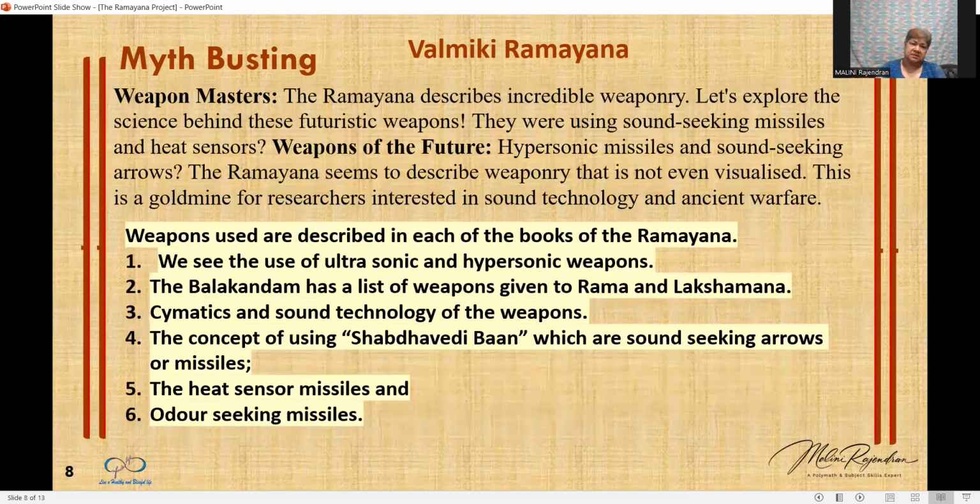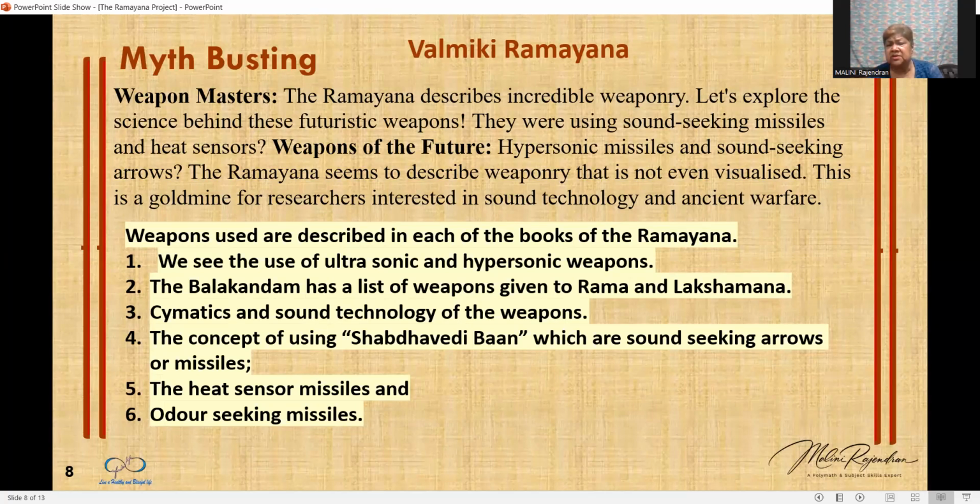And the weapons. The Ramayana describes incredible weaponry. In fact, some of that weaponry is so futuristic that it has not even been perceived as of date. We do have heat-seeking missiles, heat sensors, but they were using sound-seeking missiles. They were using hypersonic missiles. The weaponry described has not even been visualized in some cases. And this is a goldmine for researchers.